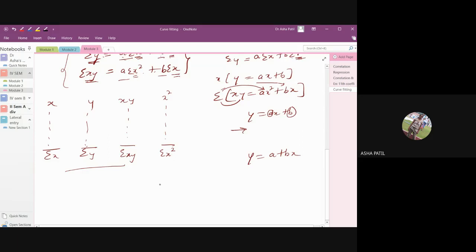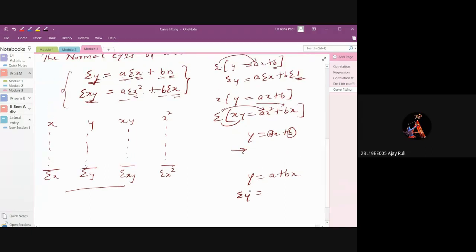If you write a plus bx, what are the normal equations? Can you tell? Just take the summation. LHS is summation y. What will be the RHS? a into summation 1, which is n, plus b into summation x. Summation 1 will be n, right? Then b into summation x, right? Now multiply by x, take the summation and write the second equation.